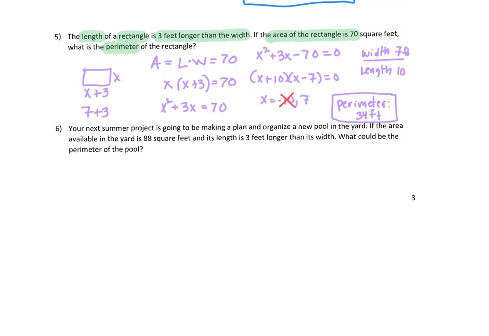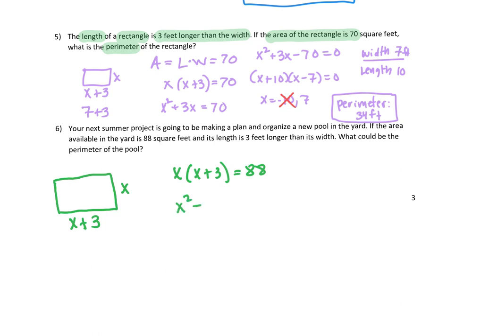Okay, the next question is similar, but it puts it into real-world context. Your next summer project is going to be making a plan and organizing a new pool in the yard. If the area available in the yard is 88 square feet, and the length is 3 feet longer than its width, so we got real creative there. It's the same idea. What would be the perimeter of the pool?